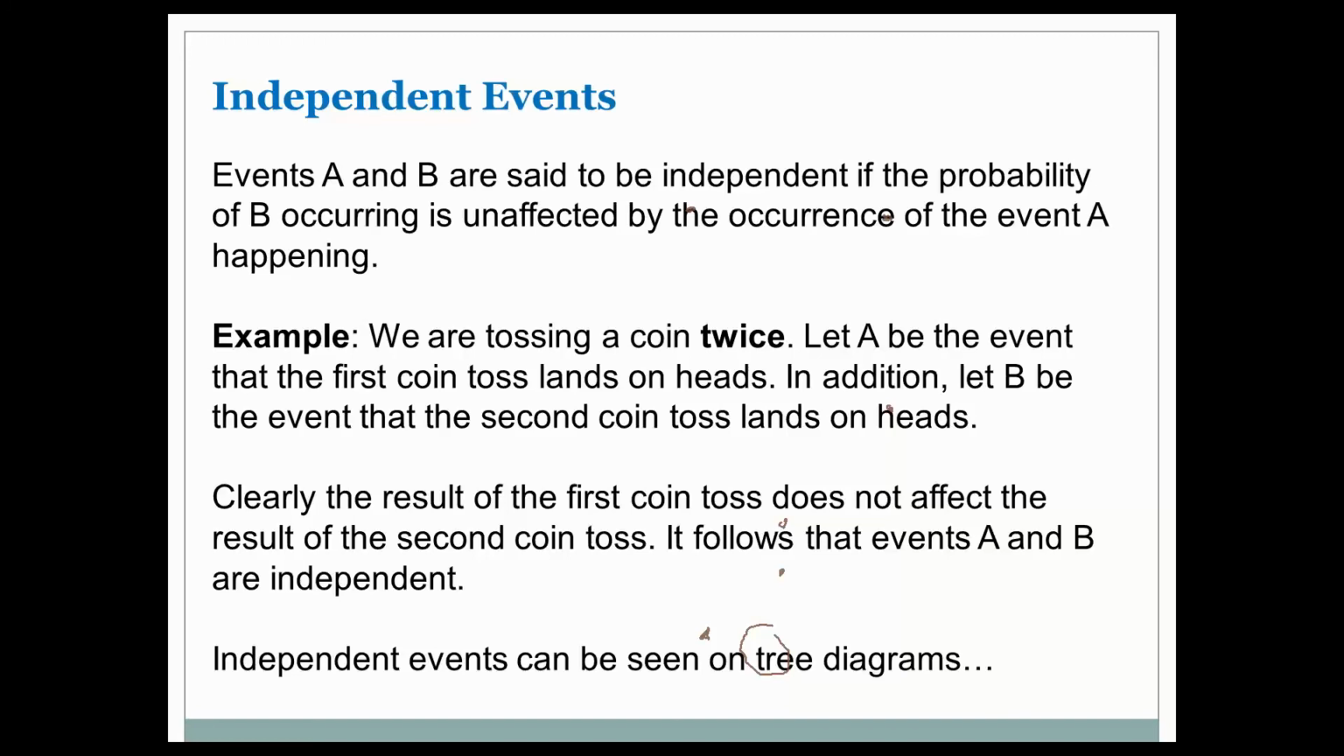Now, independence. Events A and B are said to be independent if the probability of B occurring is unaffected by the occurrence of the event A happening. Sometimes you read that and you go, what? So we'll do an example.